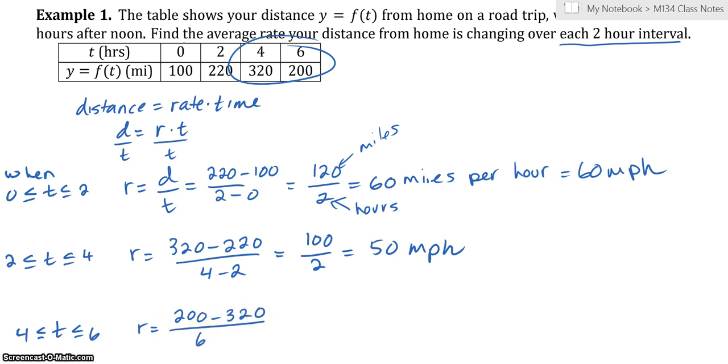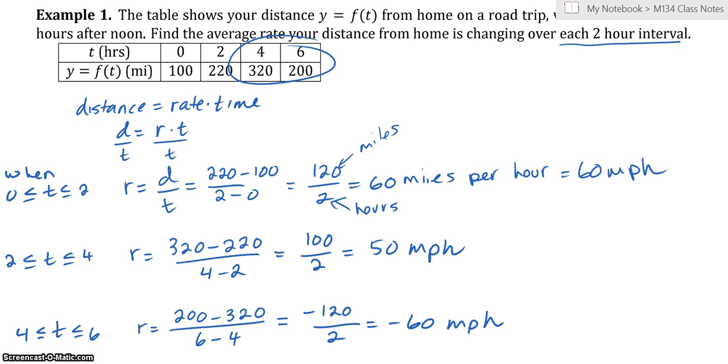And then this would be 6 minus 4, right? The total hours is 2. And then we went 300 miles from home, and then we went back to 200 miles from home. What happened? Oh, we must have turned around. So if we look at the numerator here, notice that that is a negative 120 over 2, which is a negative 60. So what does a negative mean? Oh, it must mean that we're going back home.